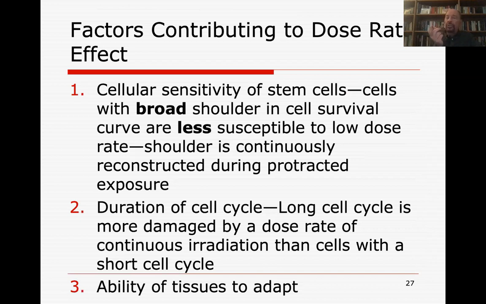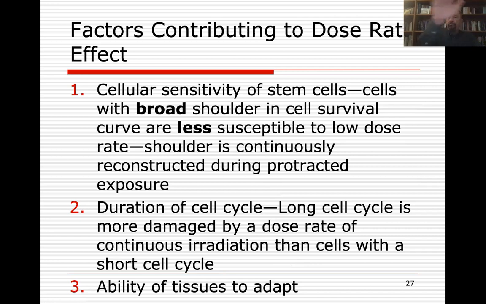Many factors contribute to dose rate effects. I told you already that the cells with a broad shoulder in cell survival... The duration of the cell cycle, we will see, is important because there are radiosensitive and radioresistant phases, and also the ability of the tissue to adapt. I'm sorry, now that I look at it, this is cellular sensitivity of stem cells.